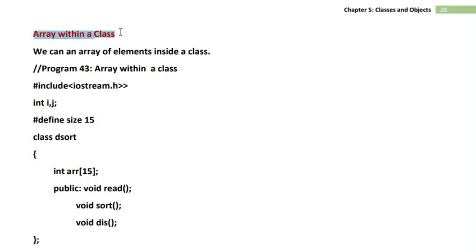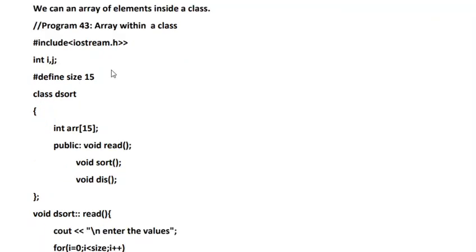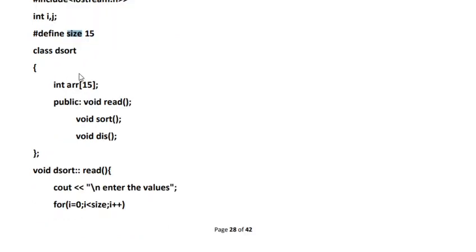So in today's class, we are going to discuss arrays within a class. So what we can have is an array of elements inside the class. Now, you see, this is a very simple program that tries to sort an array using the bubble sort algorithm. Here I've defined a macro SIZE which has a macro expansion 15. So wherever SIZE is encountered in the program, it will be replaced with 15.